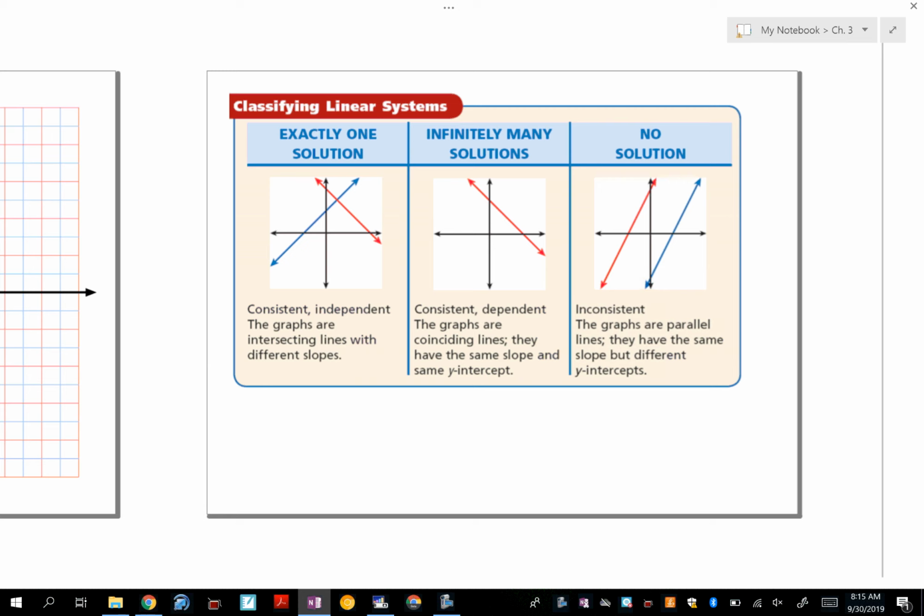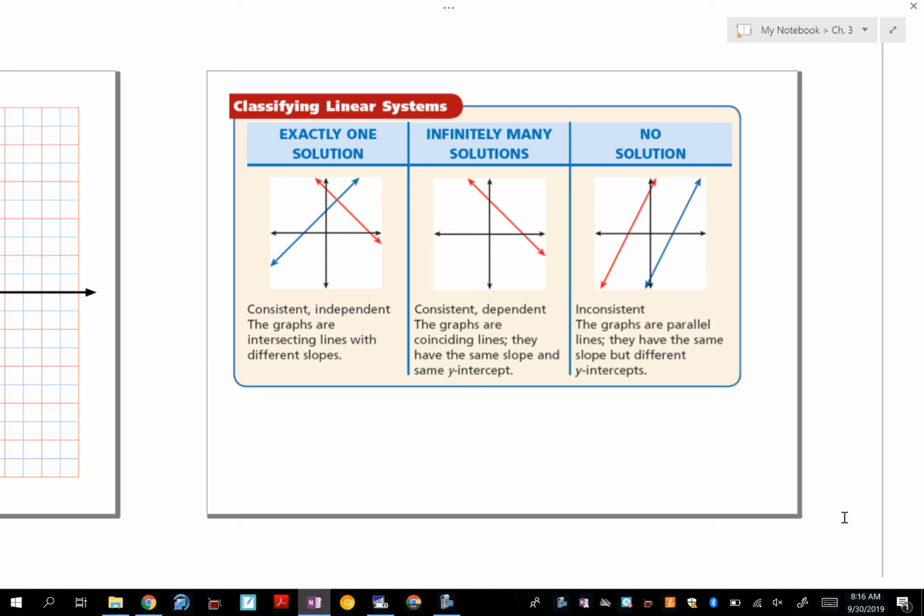Once you actually graph one of the lines, and you find the second line is the same, you have actually stumbled across an example of a solution that has infinitely many solutions. So any point on those lines will make both true because they're the same line. All right, now, there's more to it than just that.